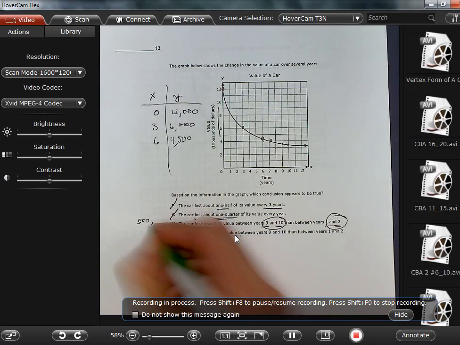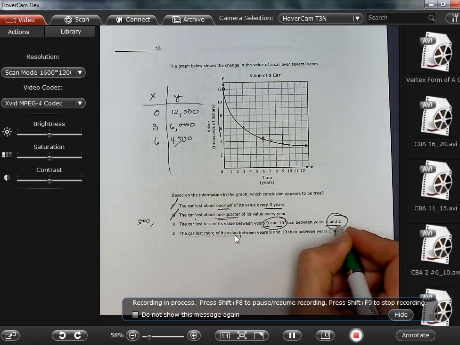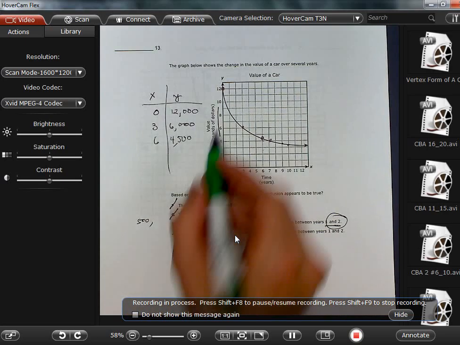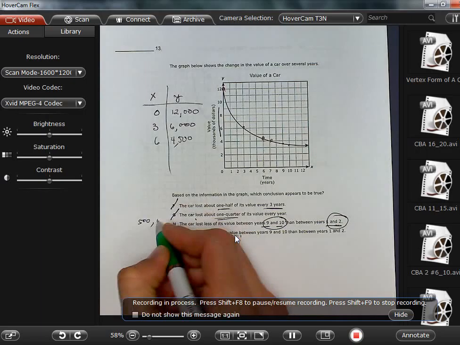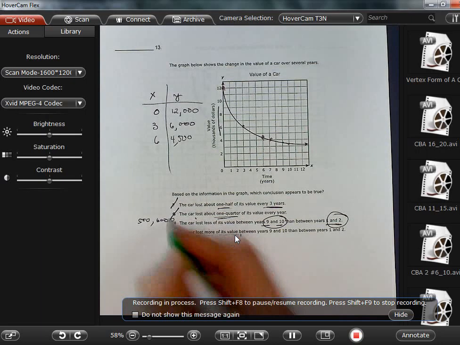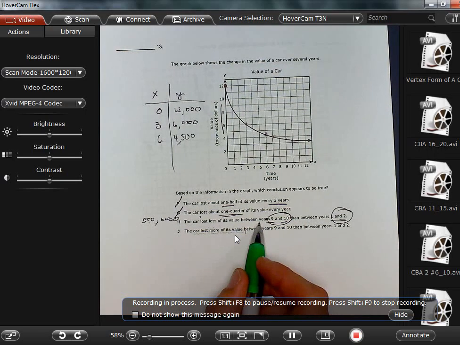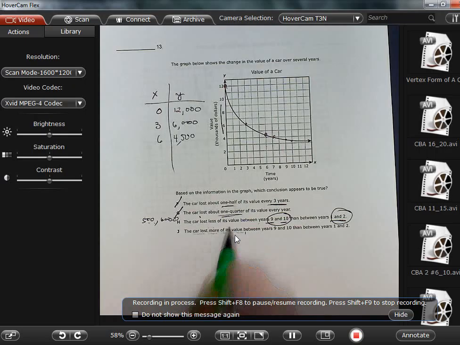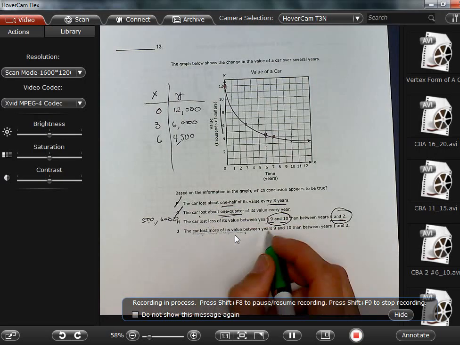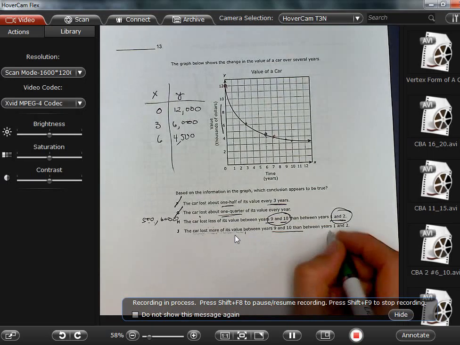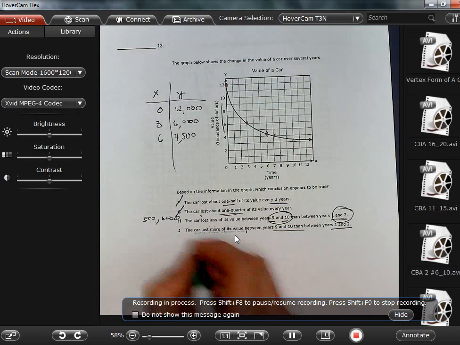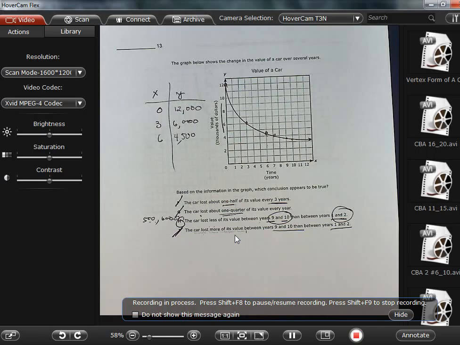Well, what about between 1 and 2? It lost 6,000, right? So is 500 less than 6,000? Okay. So it did lose less. So we're going to keep that. The car lost more of its value between 9 and 10 than 1 and 2. So this is just the opposite. We just said that one was true, so it can't both be true and false.